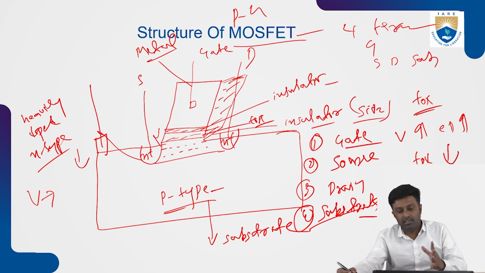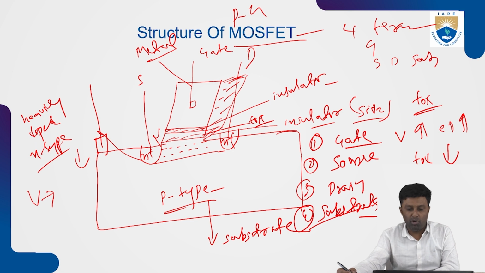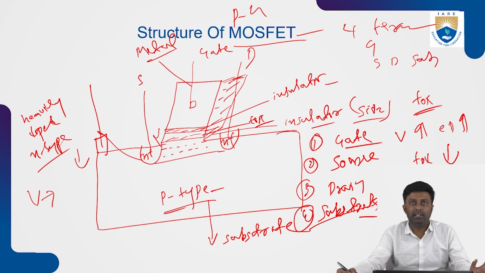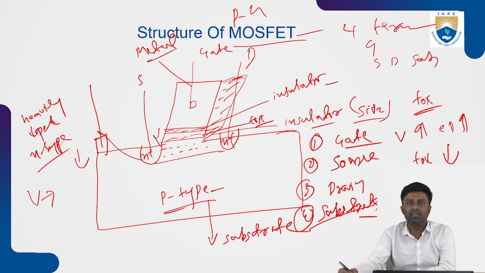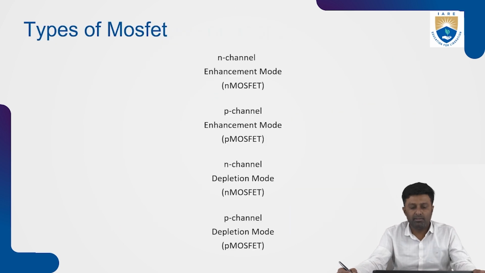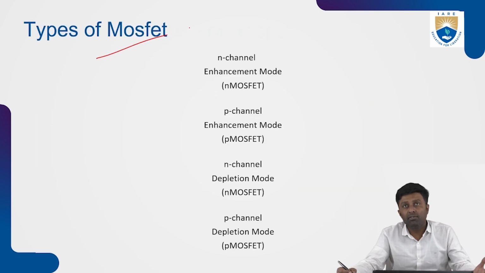So in the structure of the MOSFET, we have seen a P-type MOSFET. We should remember there are four terminals: gate, source, drain, and the substrate. As the voltage increases, the electron density will increase, and the silicon dioxide thickness will decrease. So this is the structure of the MOSFET. Now we'll see the different types of MOSFETs.